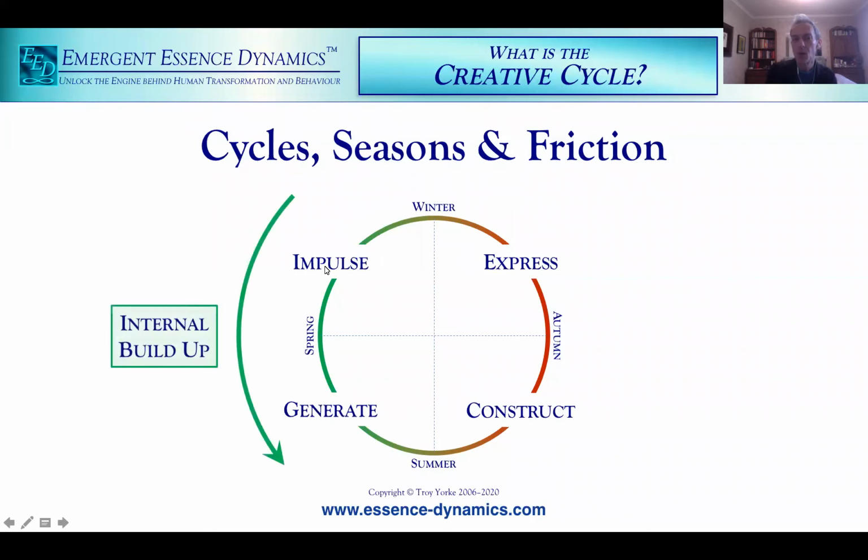So what we have on the left side here is an internal buildup of energy. The impulse and the generation phase is largely internal. I'm not saying it's fully internal, but it's largely an internal phase. We get the idea internally. We start to build emotional investment in it. We start to build the vision in it. We're creating desire to create, and it becomes a clearer and clearer picture of what we want to create. It's like we're designing it internally in our imagination.